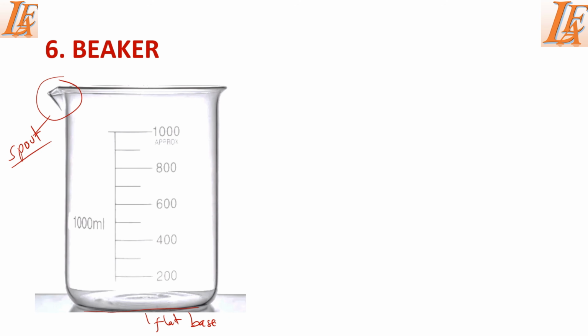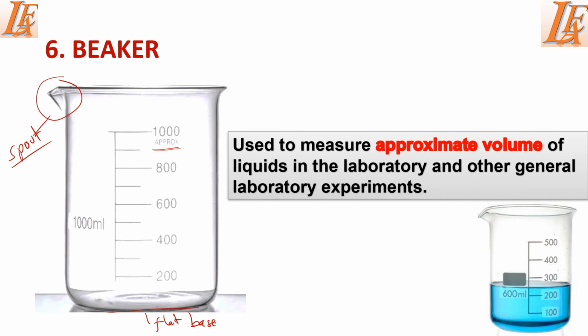So this instrument has some scale on its side here, and then the most important thing is that it's written approx. So it means this instrument is used to measure approximate volume. So apart from measuring approximate volume, just like a conical flask, this instrument can also be used to perform other general laboratory experiments and functions like holding chemicals, mixing and heating chemicals in the lab.